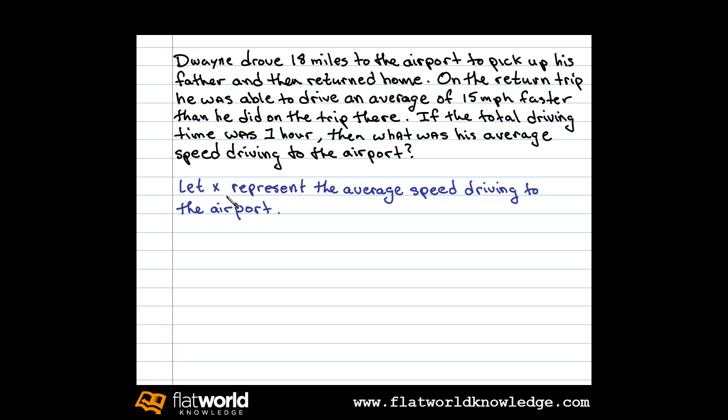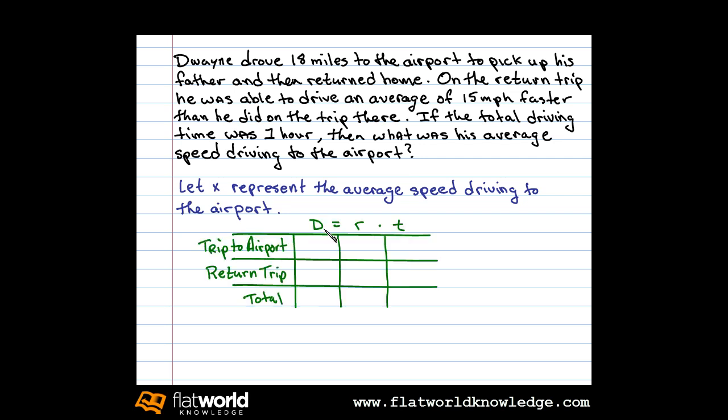Here we'll let x represent the average speed driving to the airport. Now, I recognize this as a distance problem, so let's organize our data in a chart. Distance equals rate times time, and we have a trip to the airport and a return trip. The first thing we notice is that Dwayne drove 18 miles to the airport and then 18 miles back. We could put 18 here in the distance column.